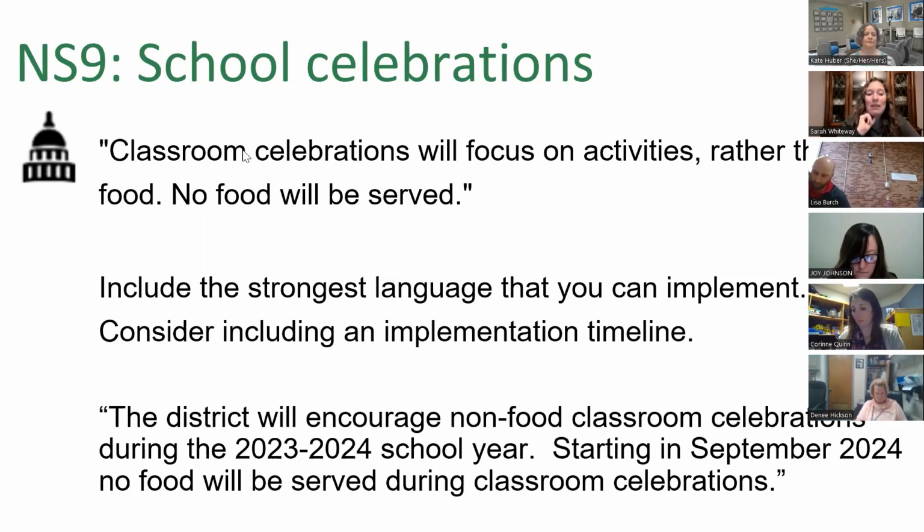But again, this is one of those places where you have to put in the strongest language that you can implement. So you don't want to put in language and then not follow that policy at all. And there's a bunch of these where you can put in an implementation timeline. So you can say, for the first 2 years of this wellness policy, we are going to encourage non-food classroom celebrations. In 2 years, we are going to require that classroom celebrations don't include food. That way you give time to get everyone on board with the new policy.